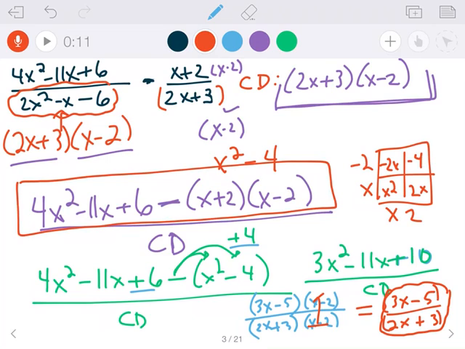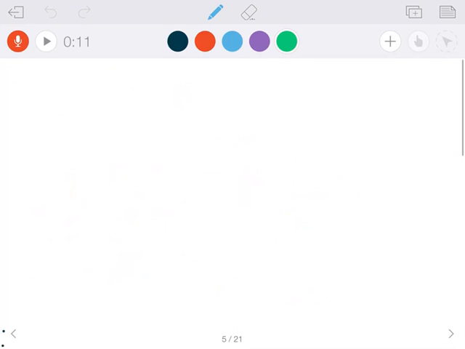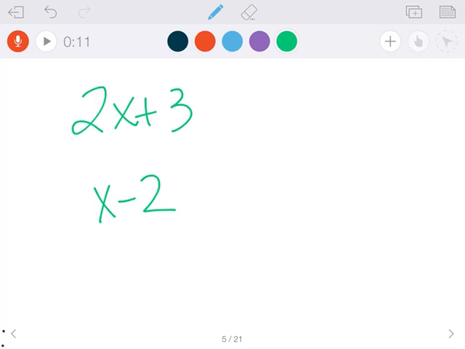But we're not totally done with this problem, because in any rational expression problem, we have to recognize that there are excluded values. And so to find our excluded values, we go back up here and look at our common denominator. So we had 2x plus 3 and x minus 2. And in order to find the excluded values, we know that these cannot be equal to 0. So we're going to solve for x to find out what would make it equal to 0.